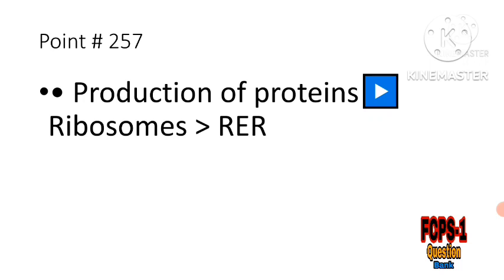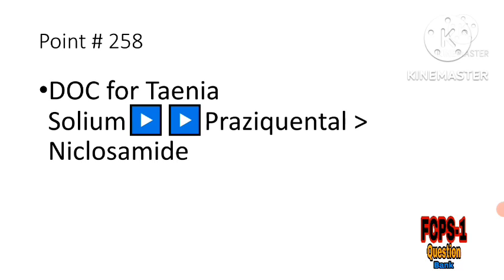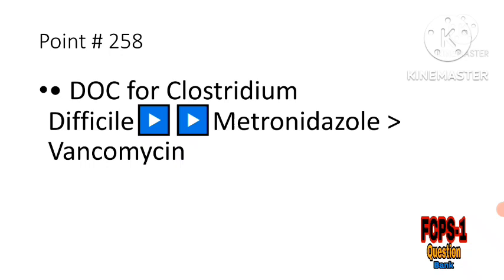Point number 258. Drug of choice for Taenia solium is praziquantel. If it is not present in the option, then choose niclosamide. So praziquantel is the first line. Drug of choice for Clostridium difficile is metronidazole and vancomycin. Both metronidazole and vancomycin. Prefer metronidazole over vancomycin.